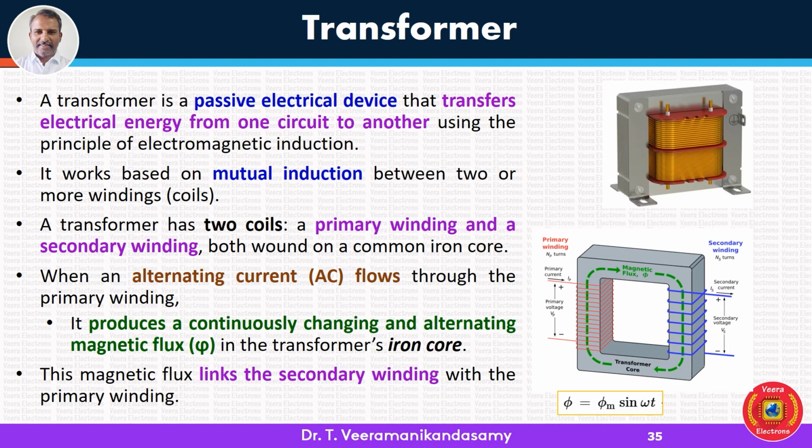We now shift our focus to the transformer. A transformer is a passive electrical device that transfers electrical energy from one circuit to another using the principle of electromagnetic induction. It works based on mutual induction between its primary and secondary windings, which are both wound on a common iron core. When an alternating current flows through the primary winding, it creates a continuously changing magnetic flux in the core, which then links to the secondary winding.